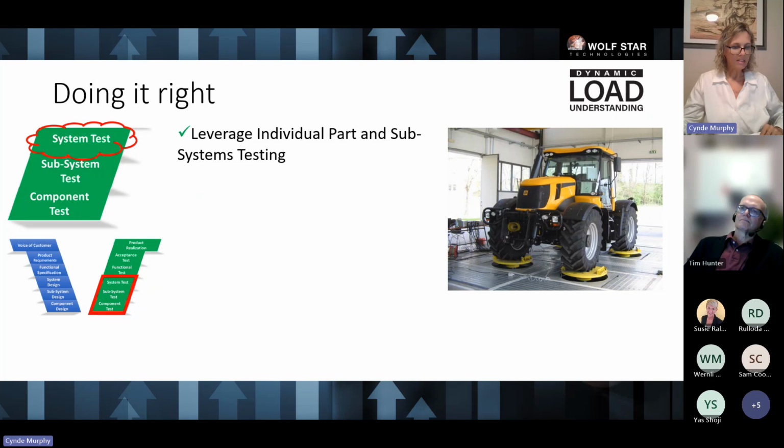Another lab test is the system test. This is building on the subsystem and component tests.